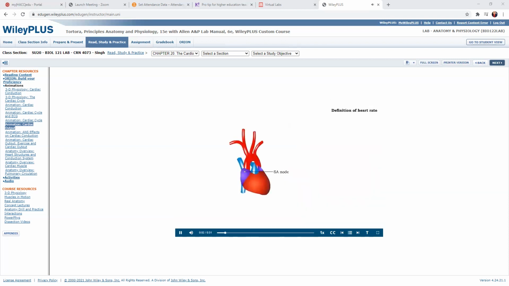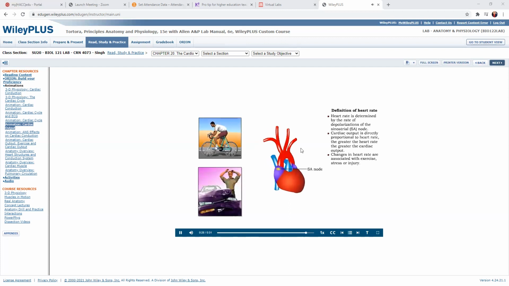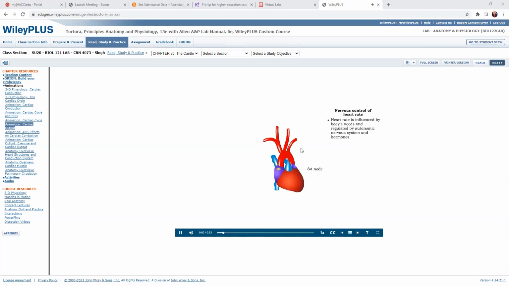The sinoatrial node normally initiates 60 to 100 heartbeats per minute. A normal resting heart rate is about 75 beats per minute. Heart rate and cardiac output are directly proportional to one another. The greater the heart rate, the greater the cardiac output. Heart rate is influenced by such conditions as exercise, stress, blood loss, and tissue damage. More importantly, the autonomic nervous system and hormones play key roles in the regulation of heart rate.